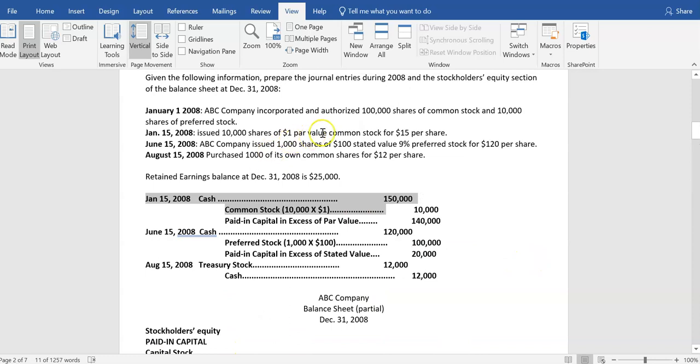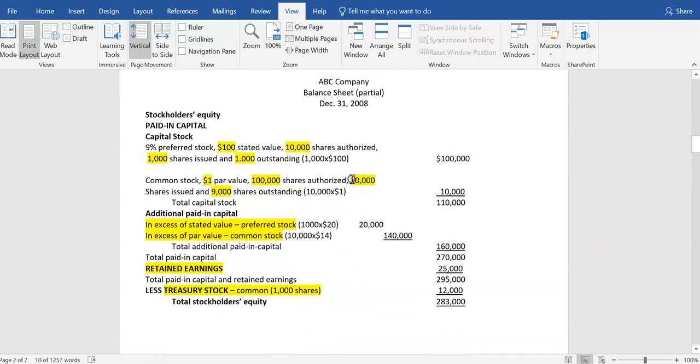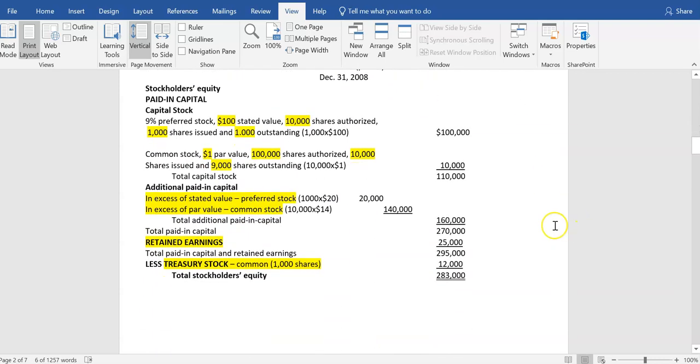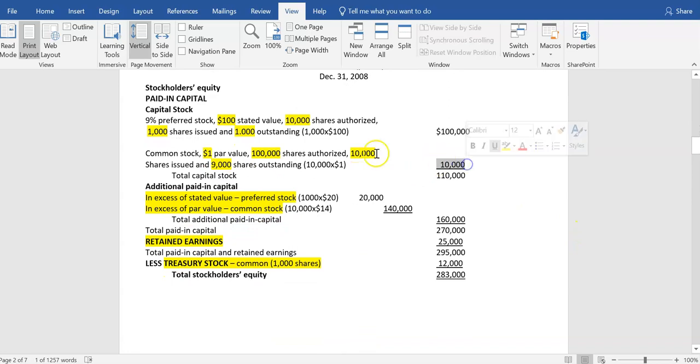Why are there only 9,000 outstanding? Well, recall on January 15th, we issued 10,000 shares. But then in August, we purchased 1,000 of our own common shares back off of the market. So even though we had issued 10,000, 9,000 are the number of shares outstanding. The total balance of the common stock account is $10,000. So that's the balance we're reporting here. Between the preferred stock and common stock, the total par value, stated value of all stock is $110,000.